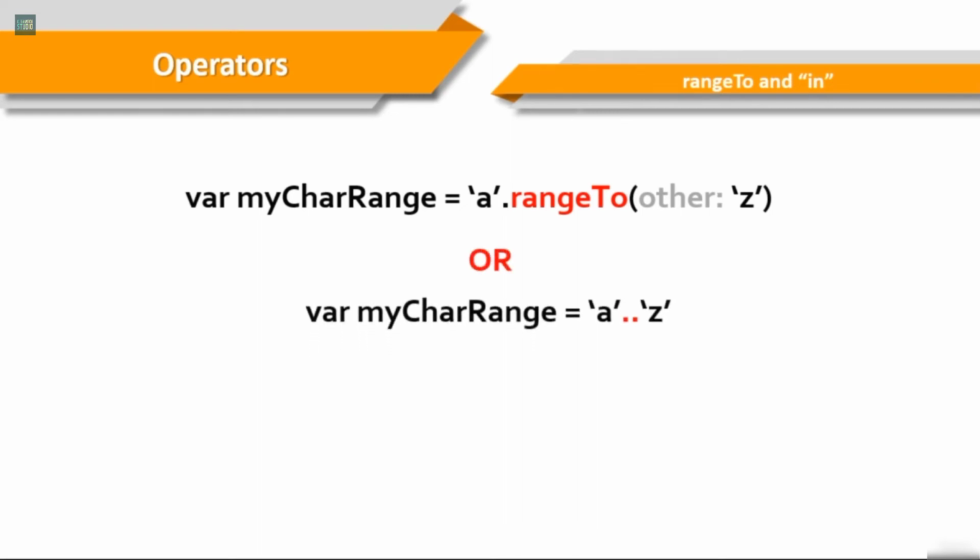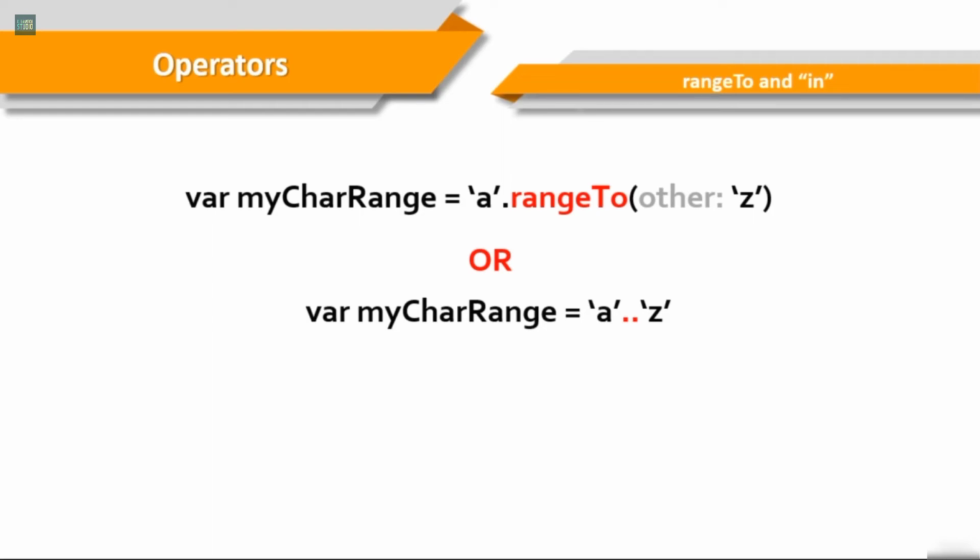Now for the second case, we'll need to use 2 dots next to each other instead of the range to method. But of course, you can use either of these 2 methods. They both are very handy and they both work the same way. Well, they work in different ways, but you'll see what I mean.